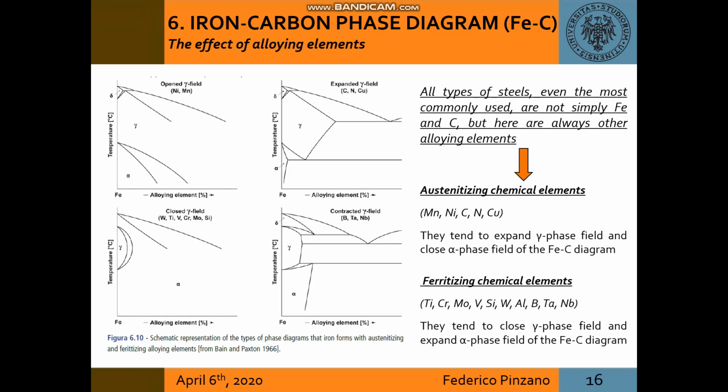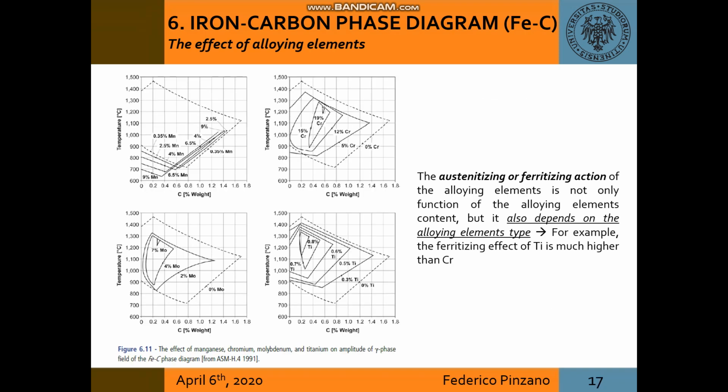In all kinds of steels there are always present also other alloying elements, and they can be austenitizing if they tend to expand gamma phase field, like manganese, nickel, carbon, copper, or ferritizing if they tend to expand alpha phase field, like titanium, chromium, molybdenum, and so on. The austenitizing or ferritizing action of the alloying elements is not only function of the alloying element's content, but it also depends on the alloying element's type. For example, we can see that the ferritizing effect of titanium is much higher than chromium.